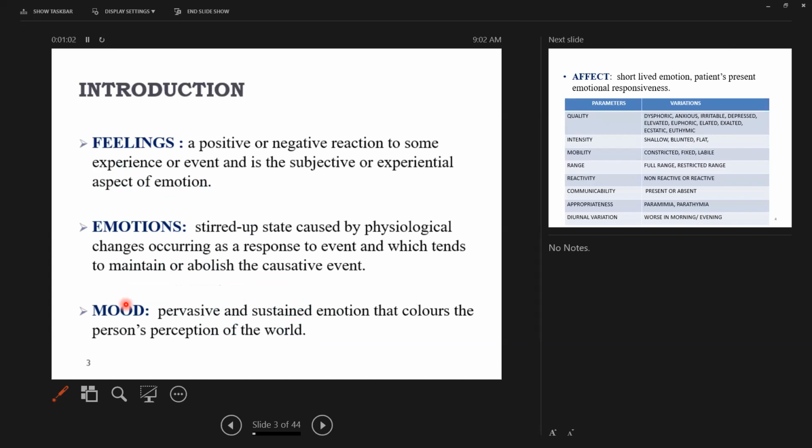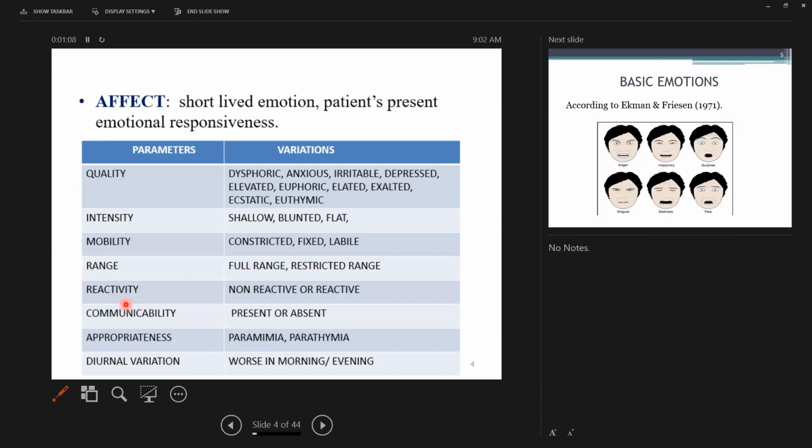Now, mood is a pervasive and sustained emotion that colors the person's perspective of the world. Now, what is affect? Affect is a short-lived emotion. It is the patient's present emotional responsiveness. That is what a doctor infers from a patient's body language and the facial expressions.